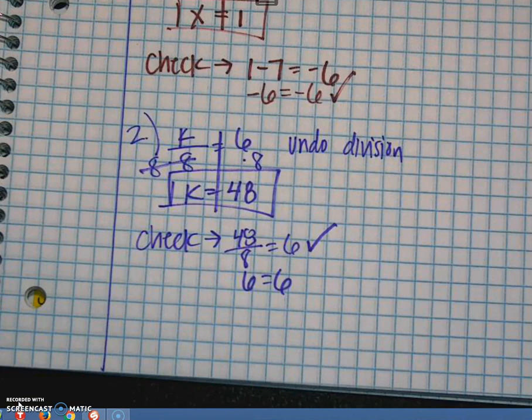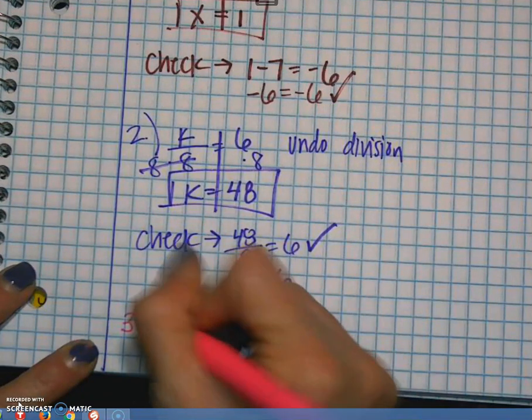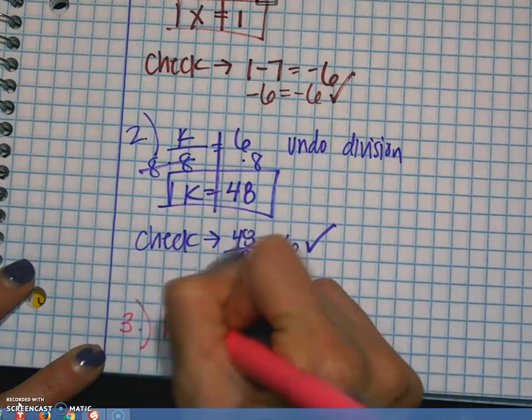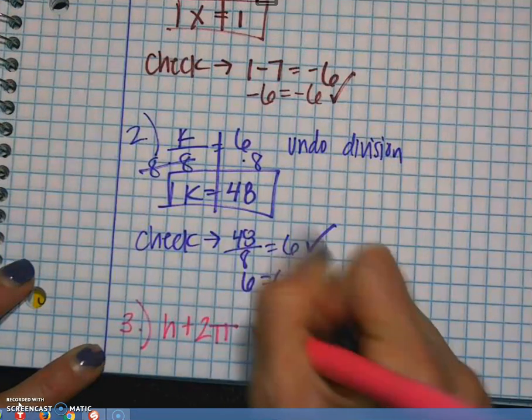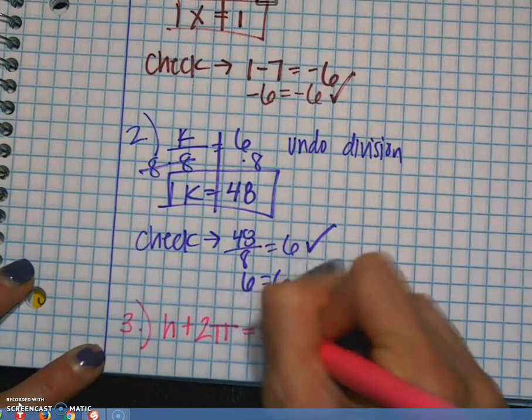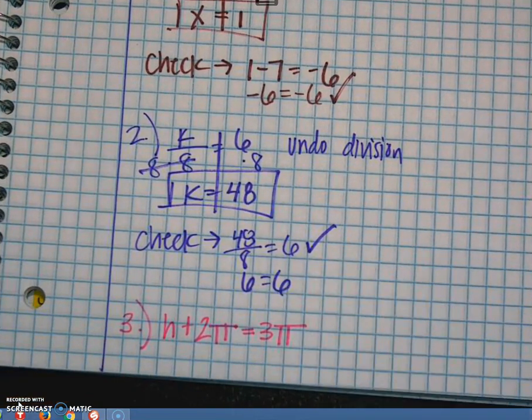Okay? So now I'm going to give you guys a little bit of a challenge. I'm going to give you number 3. After you write it down, I want you to pause the video and solve this one. h plus 2 pi equals 3 pi. Yes, my pi's are not squiggly. I'm not good at it, so I just draw them flat. Okay? So try it, pause it. Actually give yourself a chance. Don't just get the answer and then come back.